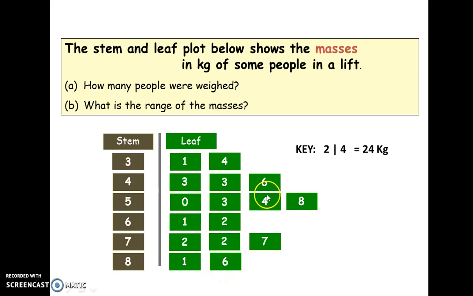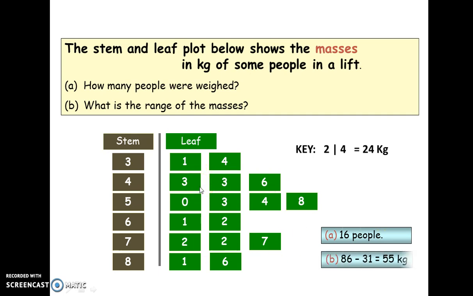So how many people were in the elevator? All we have to do is look at the leaves, and each of those represents one piece of data. Again, 31, 34, 43, 43. So how many people is this? Hopefully you answered 16. If you count the leaves, that's 16 pieces of data, 16 people. Second question.